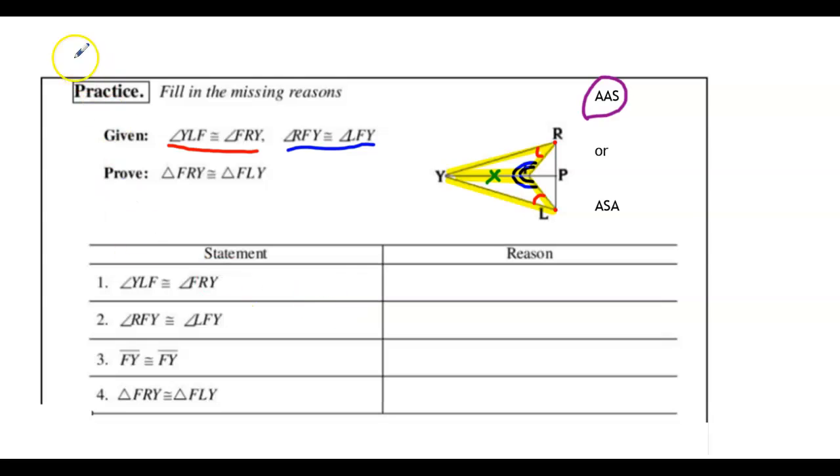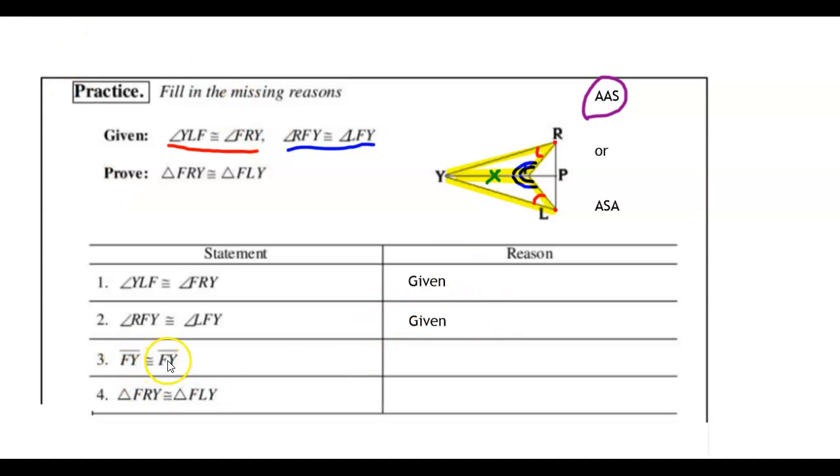Now let's start filling out the statements and reasons. As usual, the first few statements are going to be givens because they're in the givens. Sometimes students like to put all the givens together, and sometimes teachers also like to do that. In this case, we split them up just so that you can easily see what's going on. We have our givens down.